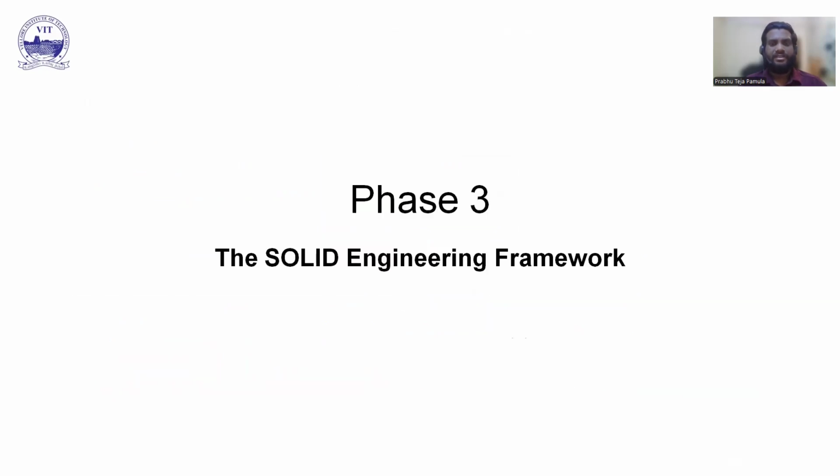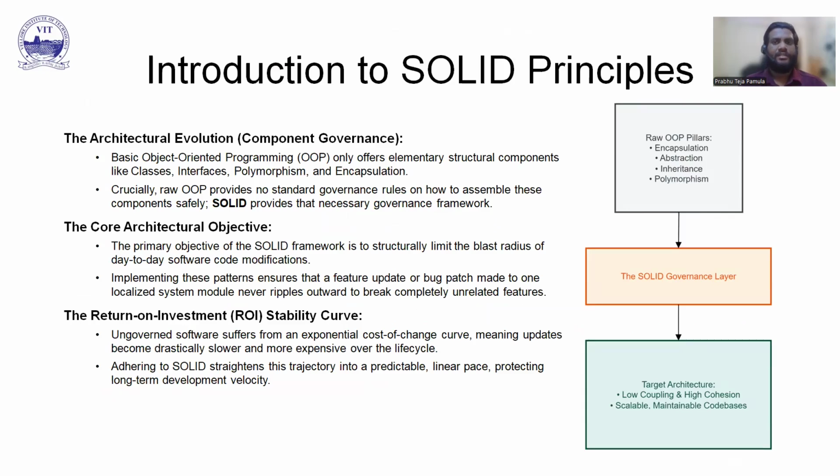Phase 3, SOLID Engineering Framework. Introduction to SOLID principles. The architectural evolution, component governance. Base Object Oriented Programming, OOP, only offers elementary structural components like classes, interfaces, polymorphism, and encapsulation. Crucially, raw OOP provides no standard governance rule on how to assemble these components safely. SOLID provides that necessary governance framework.